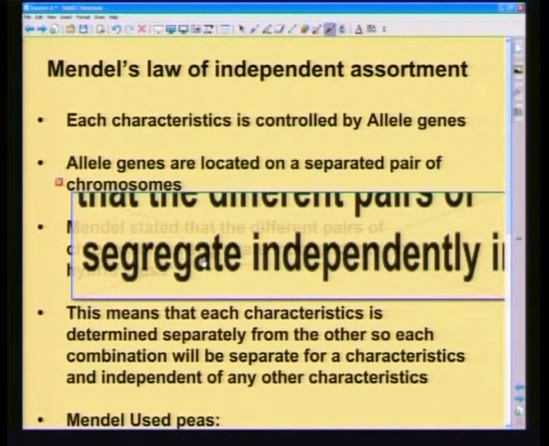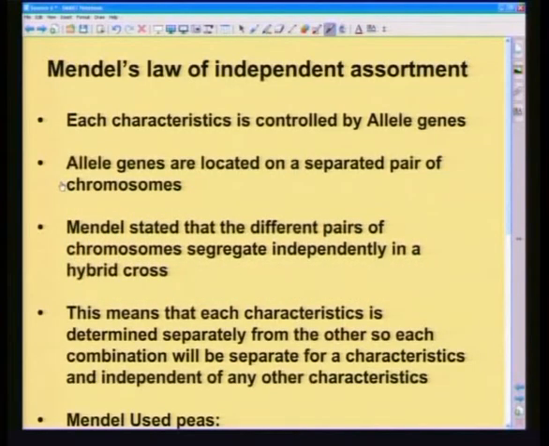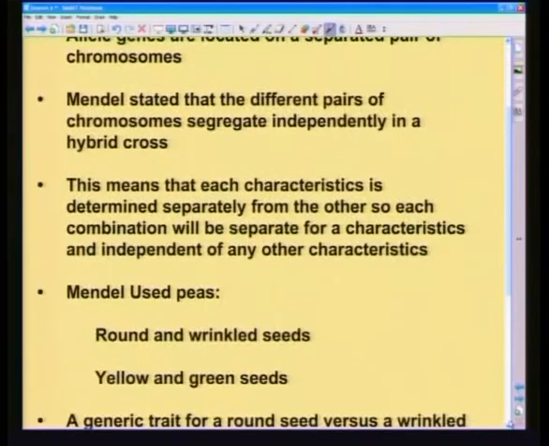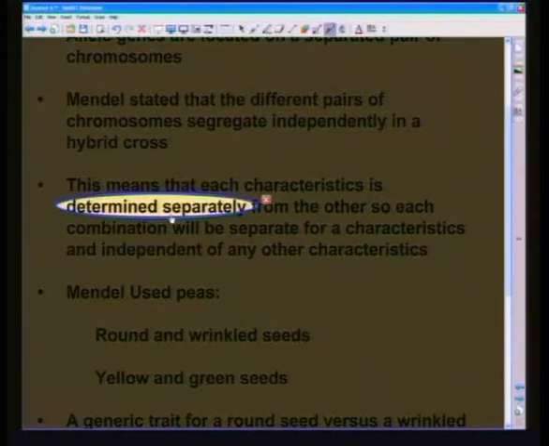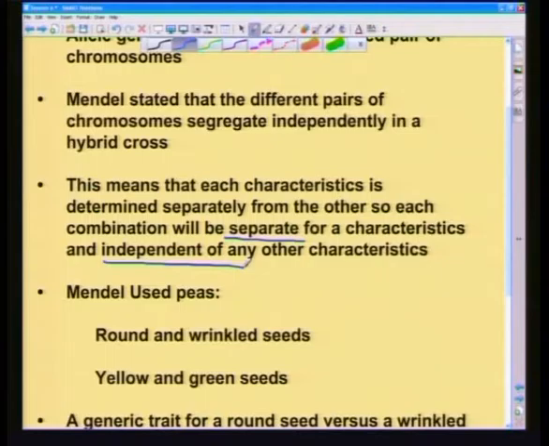They segregate independently every single time in a hybrid cross. Now, this means that each characteristic is determined separately from the others. All right, completely separately, so that we have a combination that is separate. So here we've got the separate characteristics. They are independent of the other characteristics.